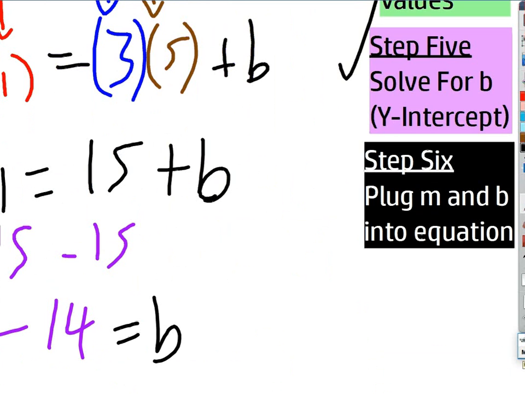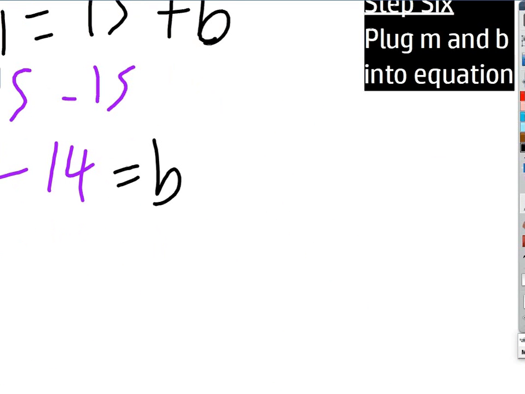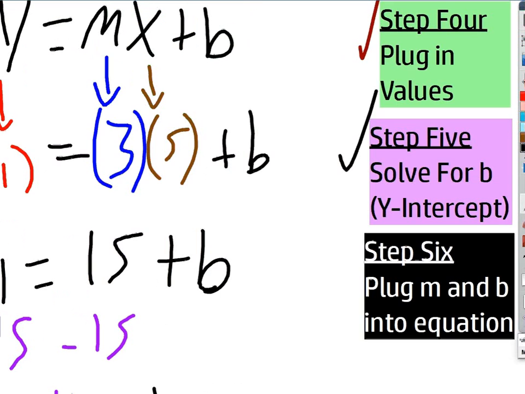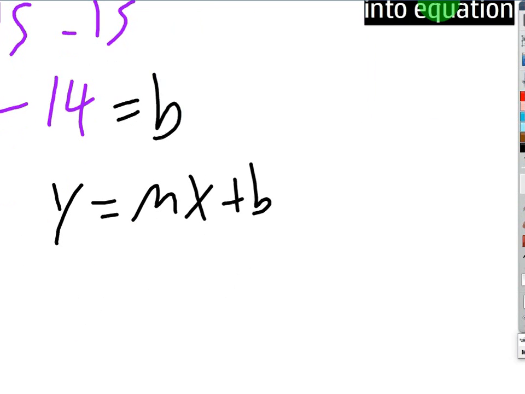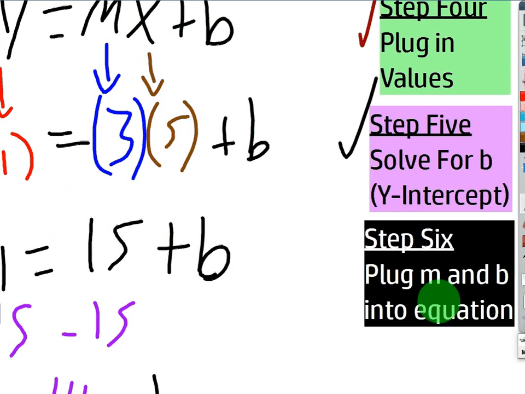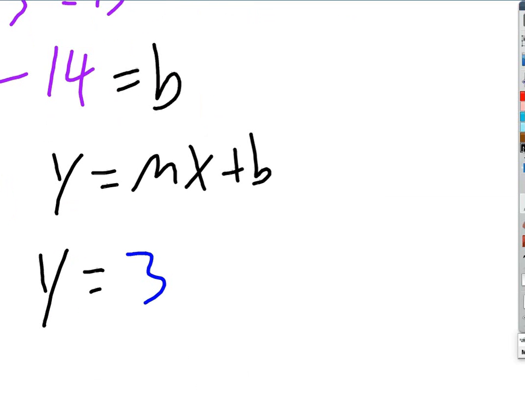All right, now that we got b equals negative 14, remember, for the final step, you plug in m and b into the equation. Remember, you leave x and y alone. So it's going to be y equals the slope that we found, which is 3x, and then you could put plus negative 14, right? But we know that's just going to turn into minus 14. And that's how you find the equation for the line in slope-intercept form given 2 points.